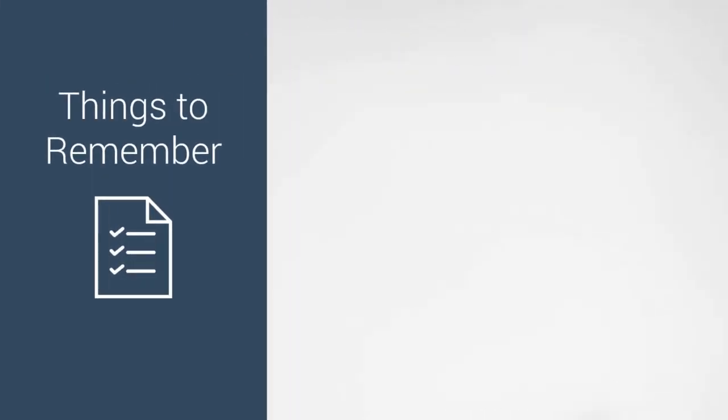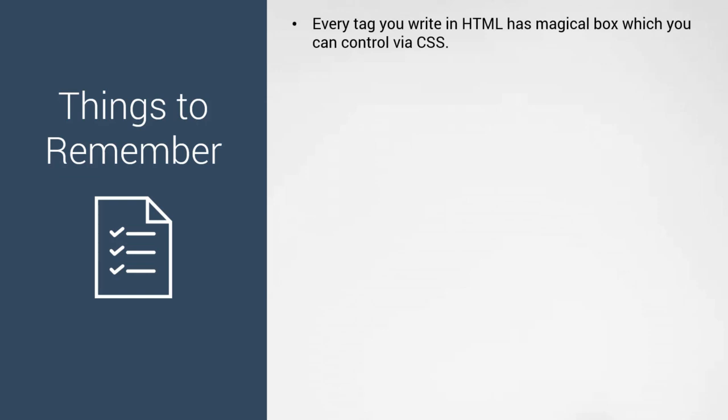Hello and welcome to the lecture on things to remember for intermediate CSS. Let's do a quick recap of what we have seen in this section. We have seen that every tag that you write in HTML has a magical box which you can control in CSS. If you want to remember something in CSS, always remember that every element that you write on a web page has this magical box.